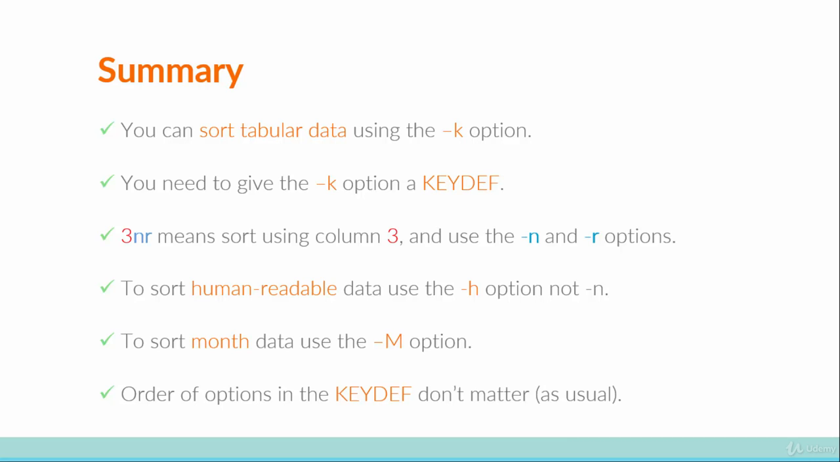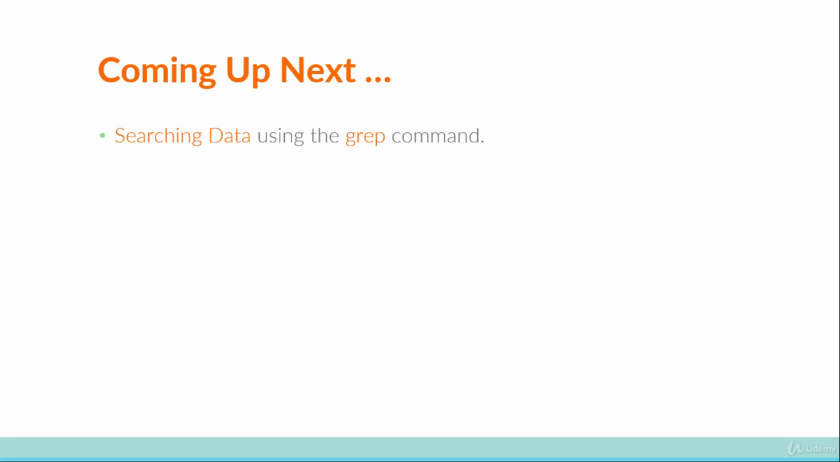And the order of options in the key def doesn't matter, just like when you enter them normally on the command line. It doesn't matter if you put N and then R instead of R and then N, but just make sure that you don't have incompatible options such as the numerical sort and the human readable sort at the same time, because that won't work very well. So you now know how to sort tabular data using the command line, and now you should be really the master of sorting data using the command line. So well done you.